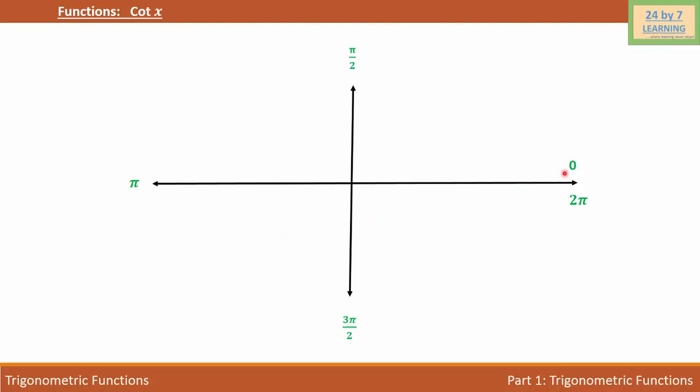My first quadrant is from 0 to pi over 2. Second quadrant is from pi over 2 to pi. Third quadrant is from pi to 3 pi over 2. And my last quadrant, which is the fourth quadrant, is from 3 pi over 2 to 2 pi.